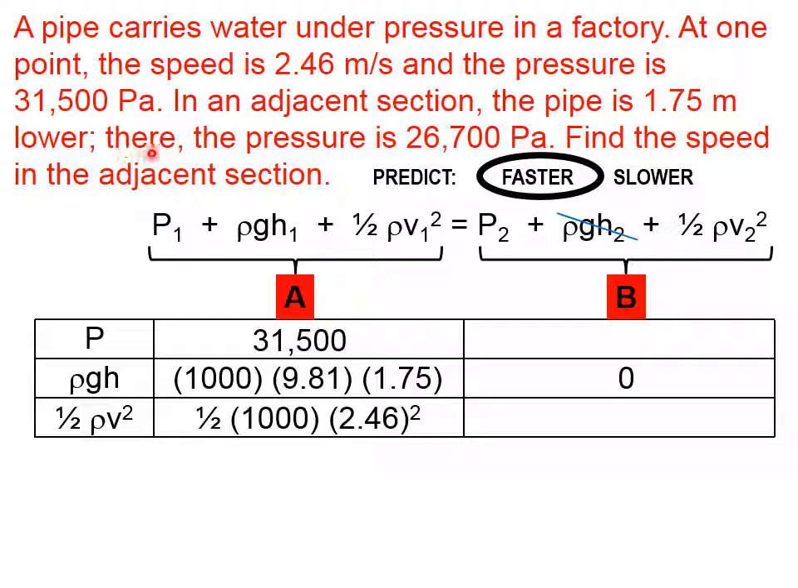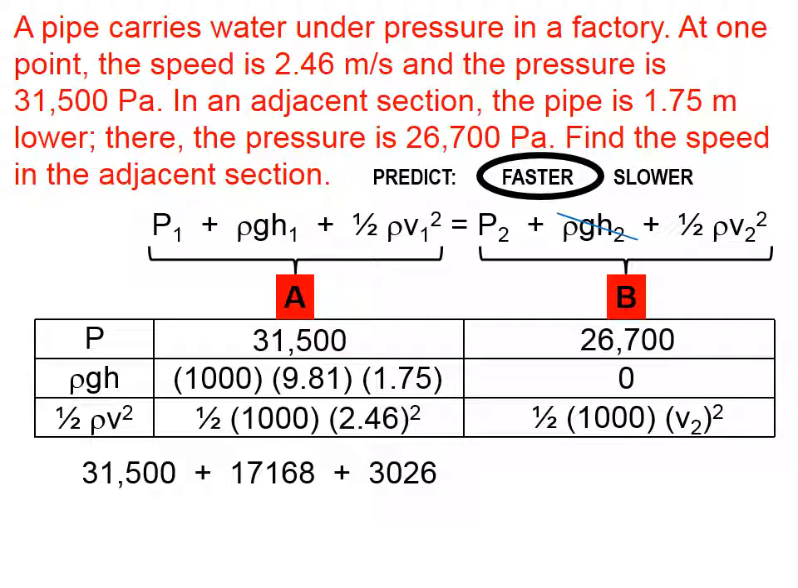Then, if we go on further in the problem, it says that in section B the pressure is 26,700, and we are asked to find the speed in section B. So v2 is our unknown. We know 1/2 rho, and there's our v2 squared. So if we take these three quantities, 31,500, the product of those three numbers is 17,168. The product down here on the bottom, 1/2 times 1,000 times 2.46 squared, gives us 3,026.